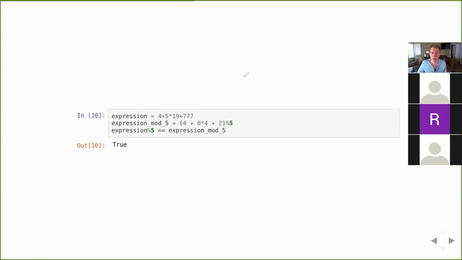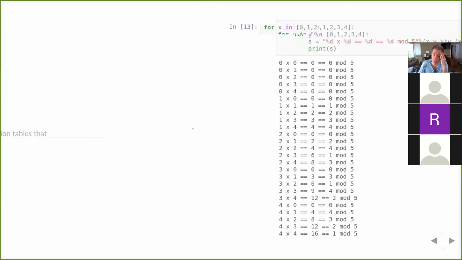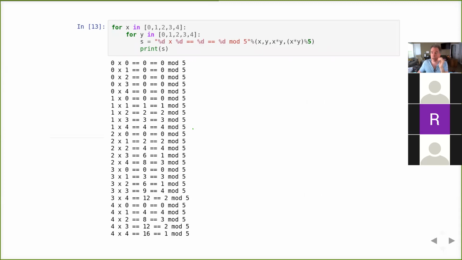Yeah, and this is just showing an example. So this is reducing second, this is reducing first, and it gives the same result. Let's look at some multiplication tables. I was too lazy to write a Python program that actually printed out a multiplication table.